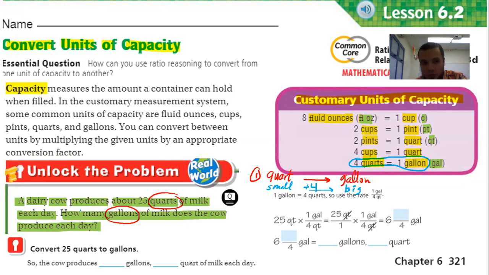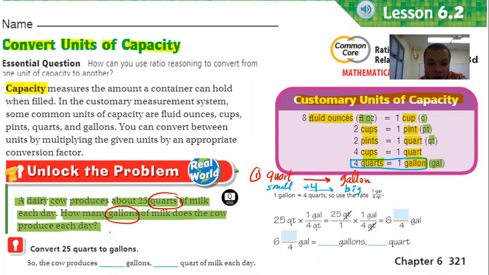A dairy cow produces about 25 quarts of milk each day. This is the given information. We know this. My question is, how many gallons of milk does the cow produce each day? I need to convert from quarts to gallons. So here the relationship between quarts and gallons is 4 quarts equals 1 gallon.